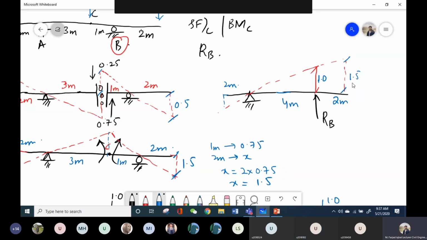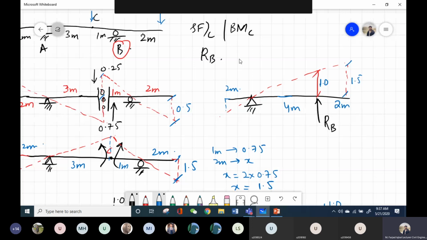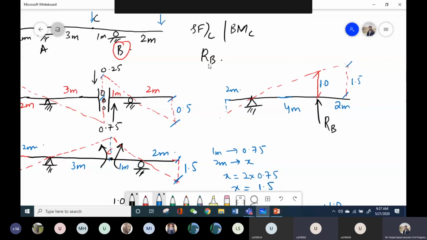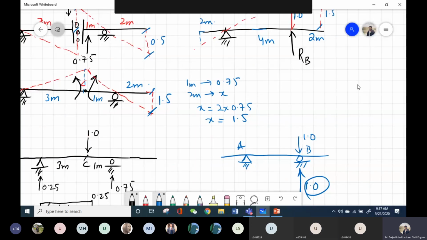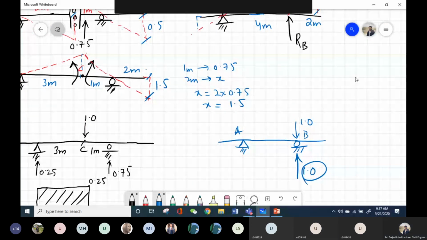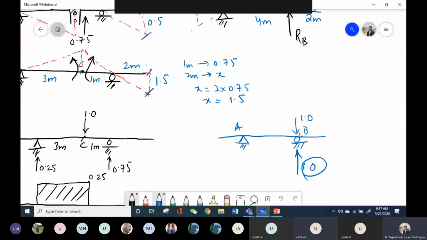Actually, you just need to do simple steps. For example, in this question, I was required to plot the ILD for reaction at B point, right? Yes, sir. So what will you do? You will place your unit load at B point and compute the reaction at B support. So you have that reaction value, and this reaction value is similar to the component of ILD at B point.